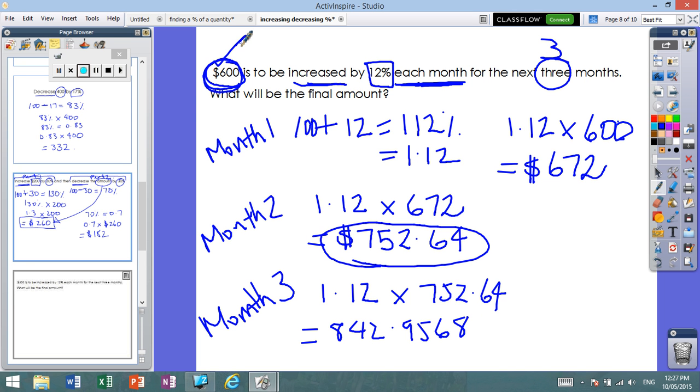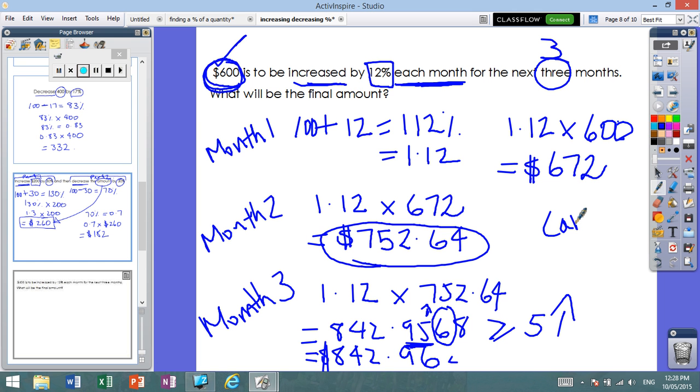Now, we're talking money here, okay? We've got money, dollar signs, which means we can only do 2 decimal places. So we need to look. What do we need to do? We need to look at this digit. Is it greater than or equal to 5? Yes, it is. So we need to increase it. We need to bring this one up by 1. So we end up having $842.96 after 3 months of having our money in the bank. That is not bad going. We've increased our money from $600 to $842.96.